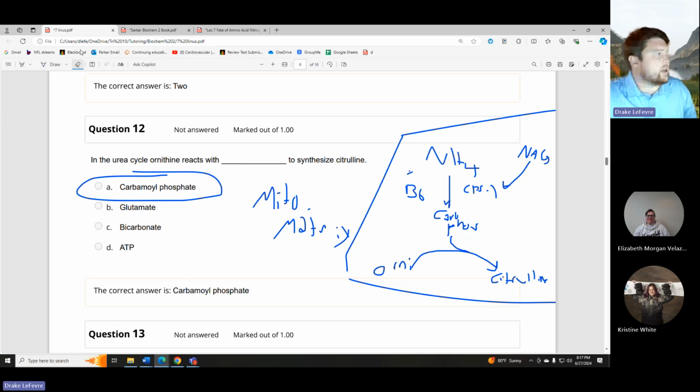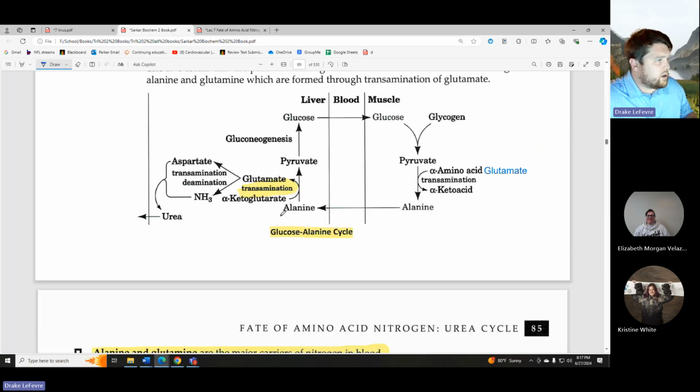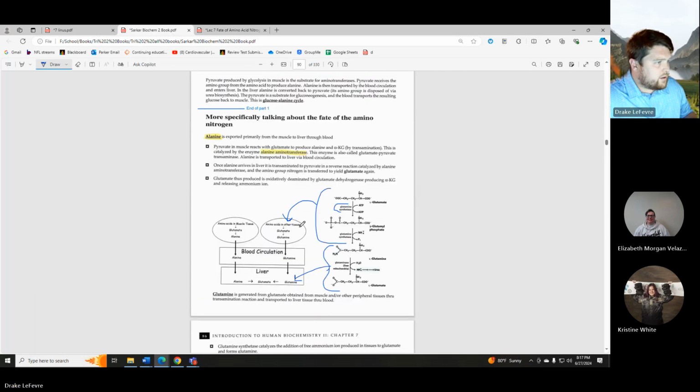And then the citrulline, there's a citrulline transport. Let me see if I can find the exact name of it.